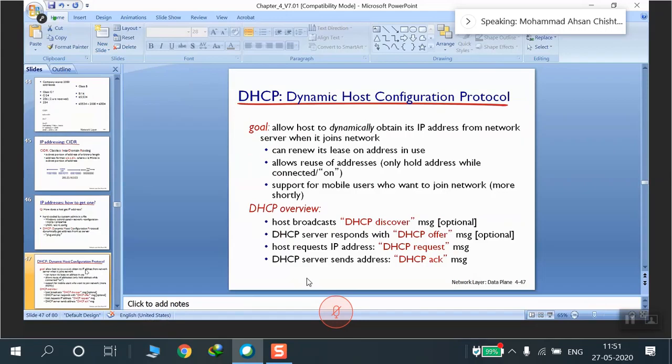So the goal here is to allow a host to dynamically obtain its IP address from the network server when it joins the network. It can renew its lease on the address in use, it allows reuse of addresses, and it supports mobile users who want to join the network as well. How does it work? The host broadcasts a DHCP discover message. The DHCP server listens to those messages, and once it receives one, it responds with a DHCP offer, which is a reply message.